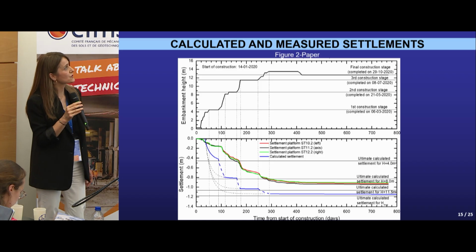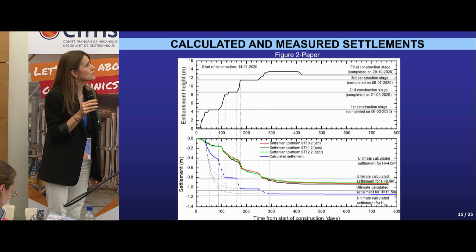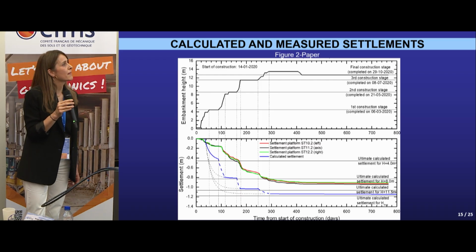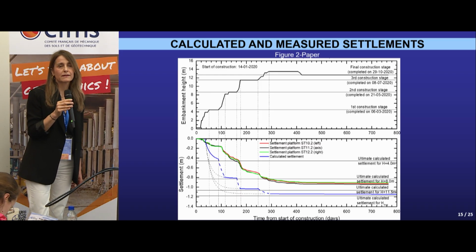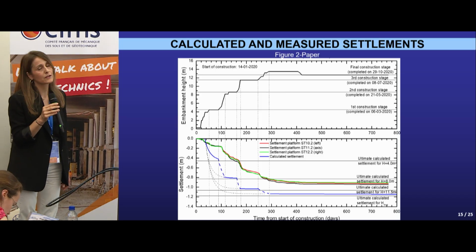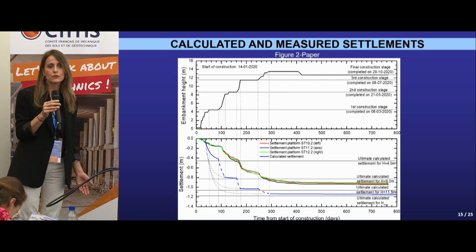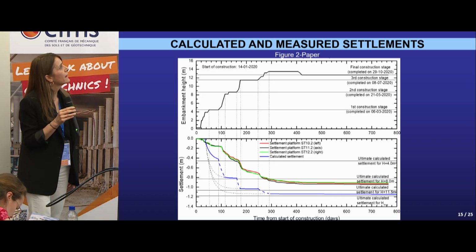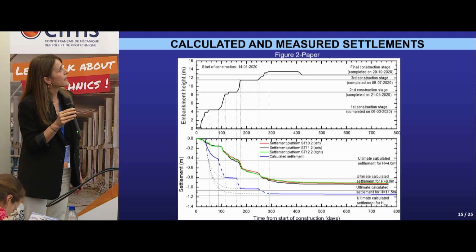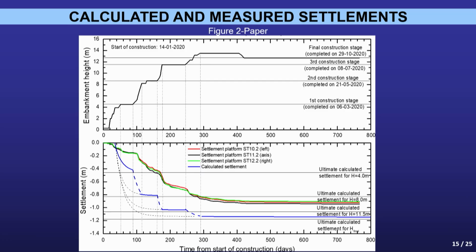For each construction stage, the measured settlements were stabilized. This fact, and also the fact that the measured settlements did not exceed the calculated ones, made us feel safe to proceed to the next construction stage. And the other conclusion is that the discrepancy between the measured and the calculated values is more pronounced at early construction stages, whereas this trend decreases as we proceed to the final construction stage.